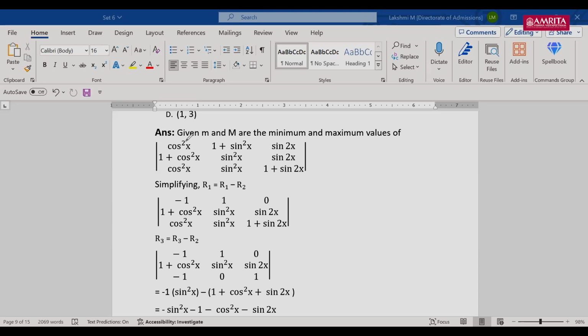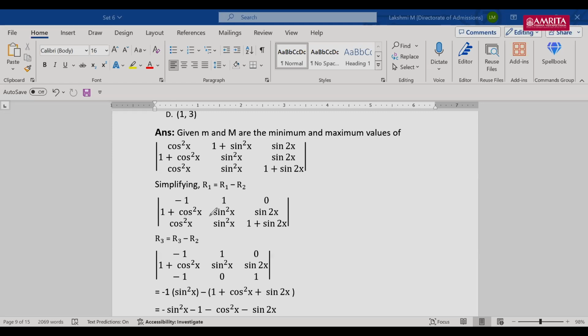Here, this will be cos square x minus 1 minus cos square x, so there will be minus 1. This is 1 plus sine square x minus sine square x, so both the sine square terms cancel and it's 1. Here it's sine 2x minus sine 2x, which is 0. Similarly, when you're able to cancel terms and get very simple numbers like 1, 0, it's easy for you to solve it.